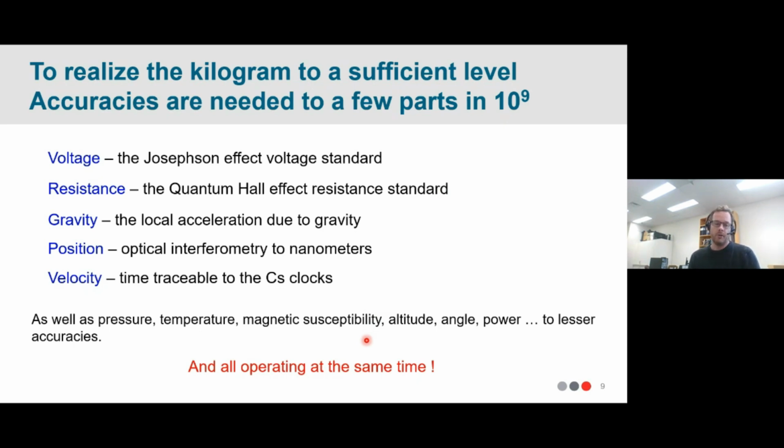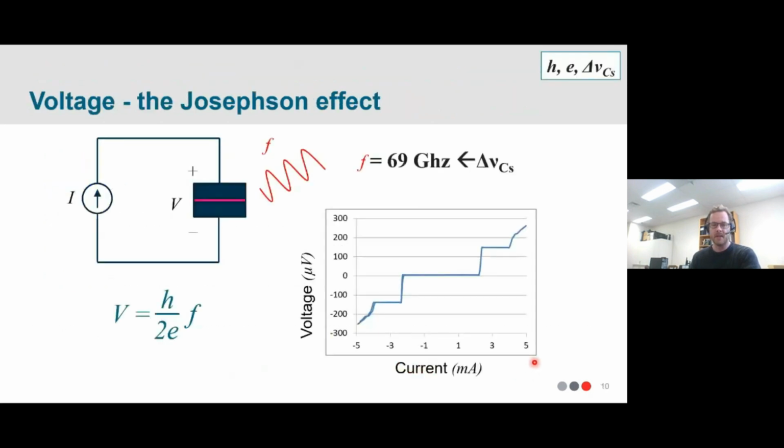But we also need to know pressure, we need to know temperature, we need to worry about magnetic susceptibility, angles, and various other kinds of things. But these are the main quantities that we need to know, and we need to know them all at the exact same time, because we need to know what's happening at the time of the weighing phase, and we need to know what's happening at the time of the velocity phase, and then those two phases get combined together.